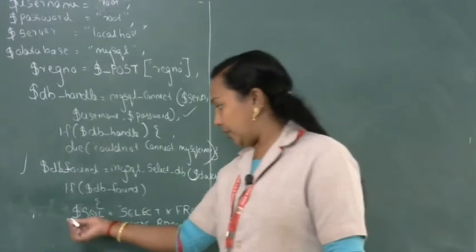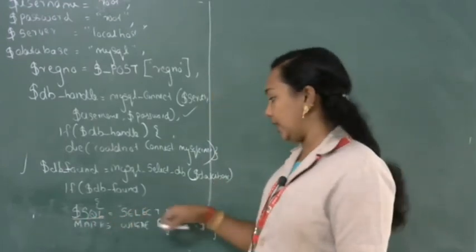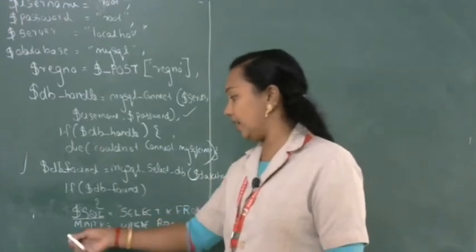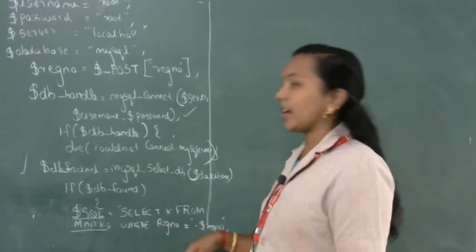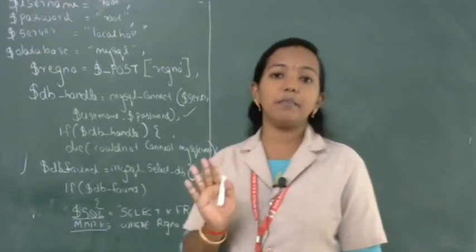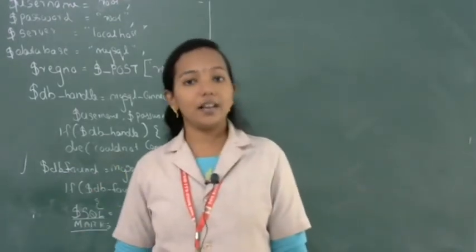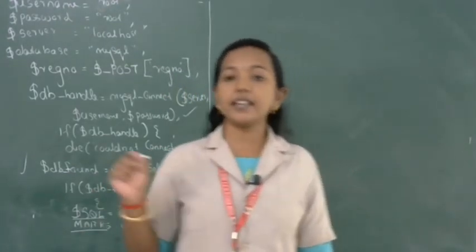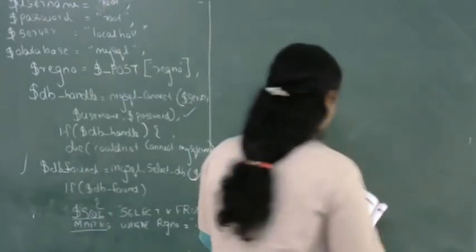$SQL is equal to, one more variable we are using. What is it? $SQL is equal to select star from marks. What is our table name? Marks, where register number is equal to the entered register number. Which register number we entered? That register number, here it is mentioned $register number. If the entered register number is present, then we will get the result.